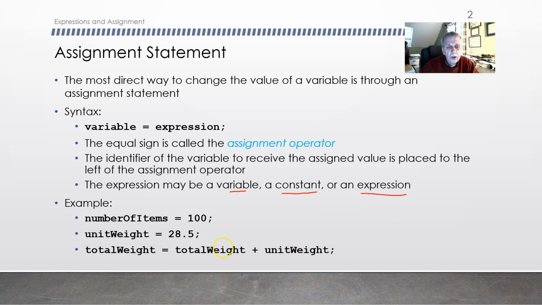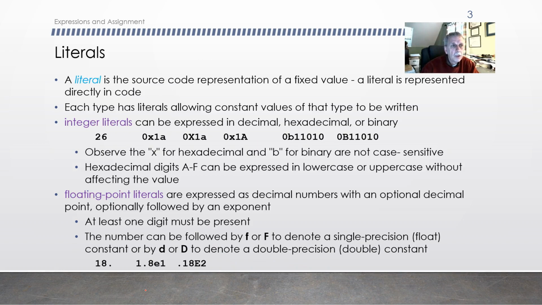We provide a couple of examples here. Here we're taking a literal or constant value of 100 and assigning it to number of items. In the third example, we're taking a complex expression, evaluating that expression. The result of the evaluation then gets placed in the memory location associated with total weight. And again, for more detail on that, review the previous video.